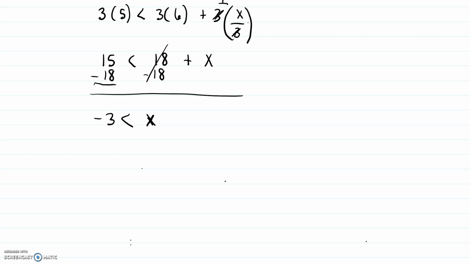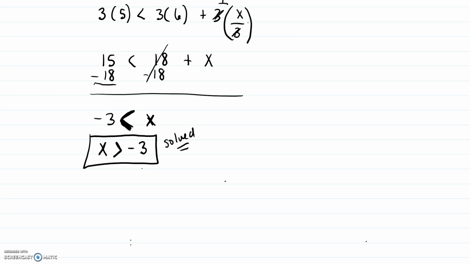Now I do like to move my x over to the left-hand side so I read it correctly and it helps with graphing. So I'm going to do that. Now if your symbol is open toward x, you need to leave it open toward x. So this is x is greater than negative 3. So that is our solved inequality.